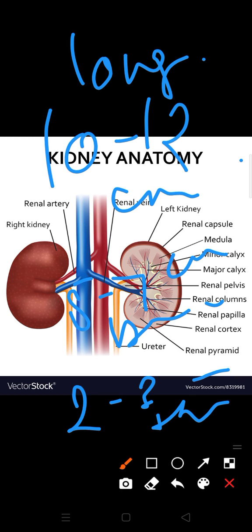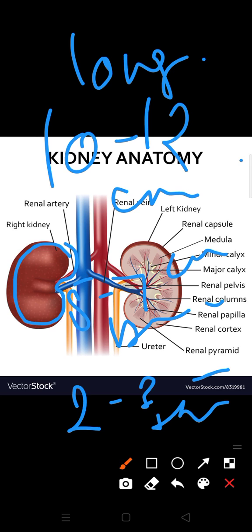They are bean shaped, as you can see on your screen, dark red in color, a slightly flattened structure present in the upper part of the abdominal cavity. You know very well, thoracic cavity and abdominal cavity. So they are present in our abdominal cavity.